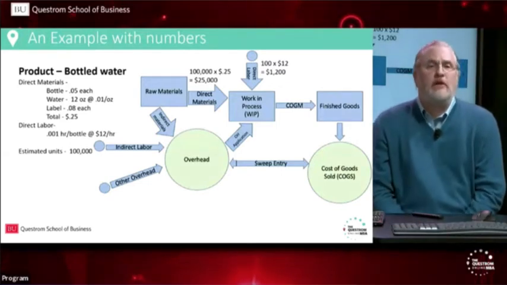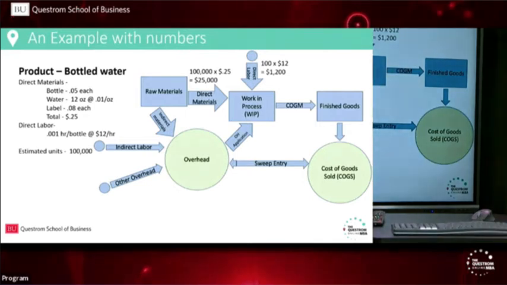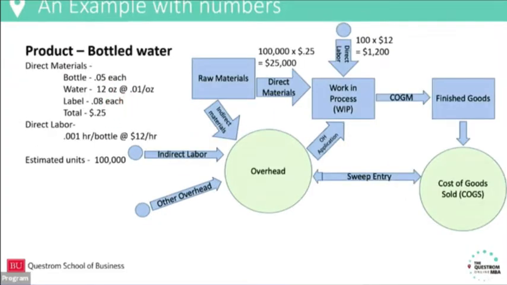I want to walk you through a little bit here about a bottled water. If we were trying to cost bottled water, how would that look for us? And so what we have here in the top left, we have the direct materials. The bill of materials says there's a bottle at 5 cents, 12 ounces of water at 1 cent per ounce, a label that costs 8 cents, and in total the materials are 25 cents.